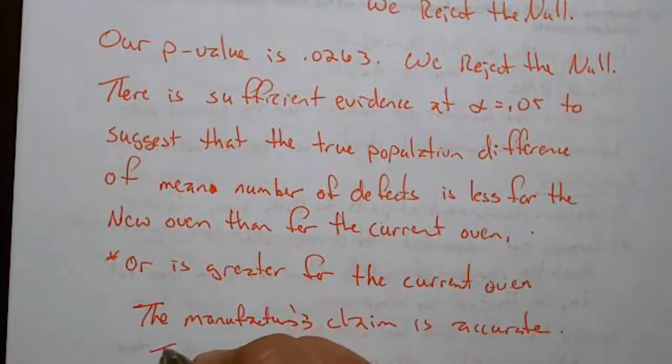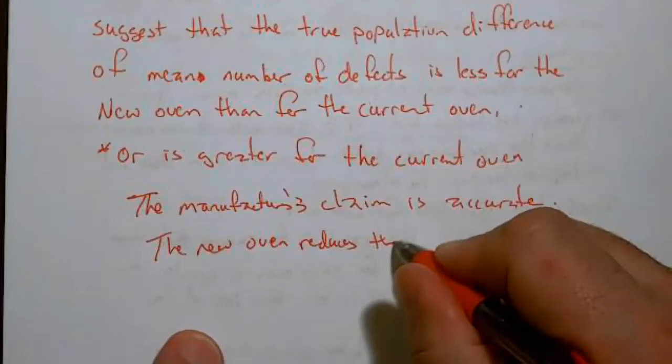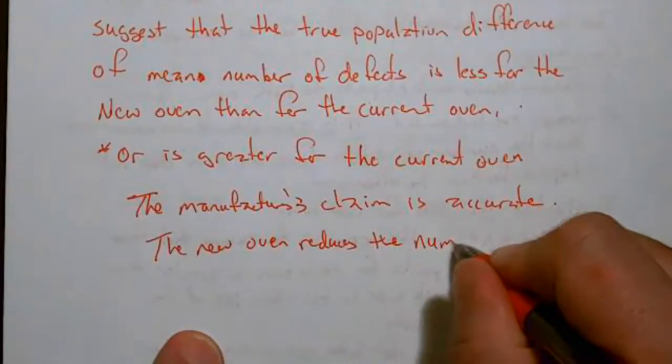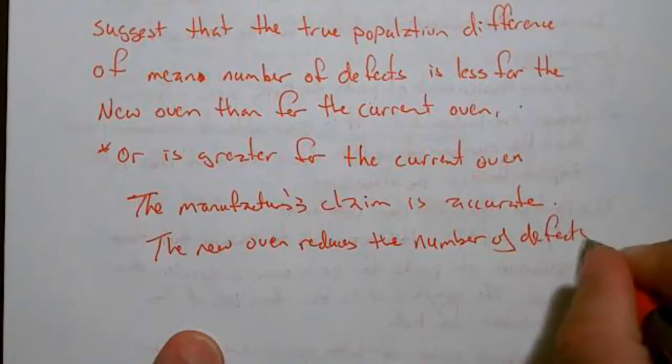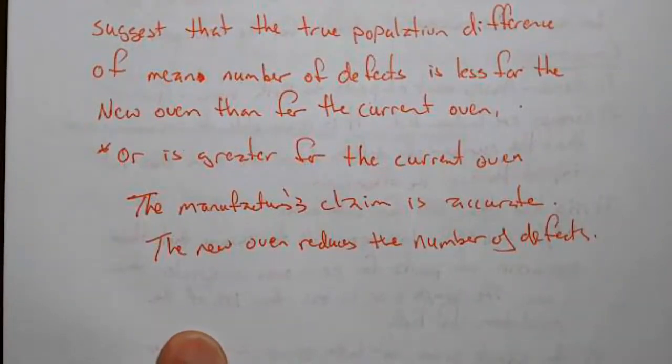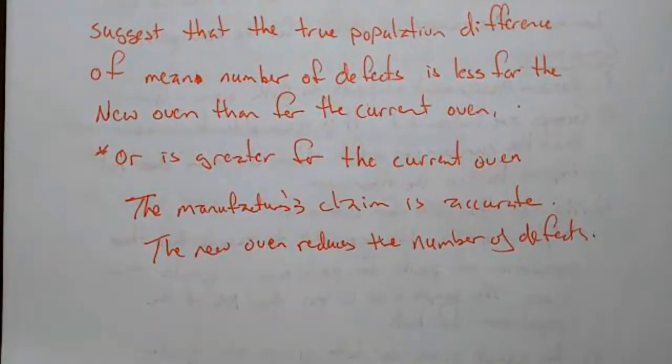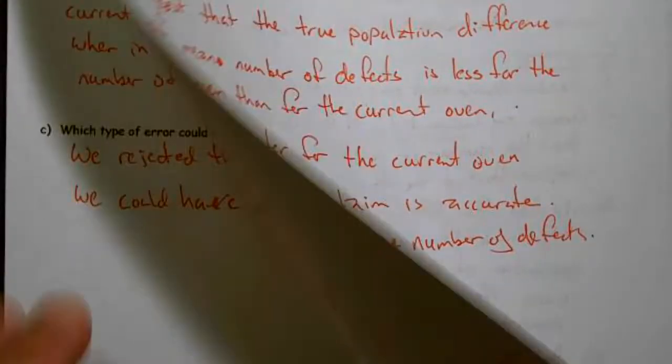How? The new oven reduces the number of defects. Yay, manufacturer. So they're happy because our study here showed that the manufacturer's claim is accurate. Maybe they'll sell new ovens.